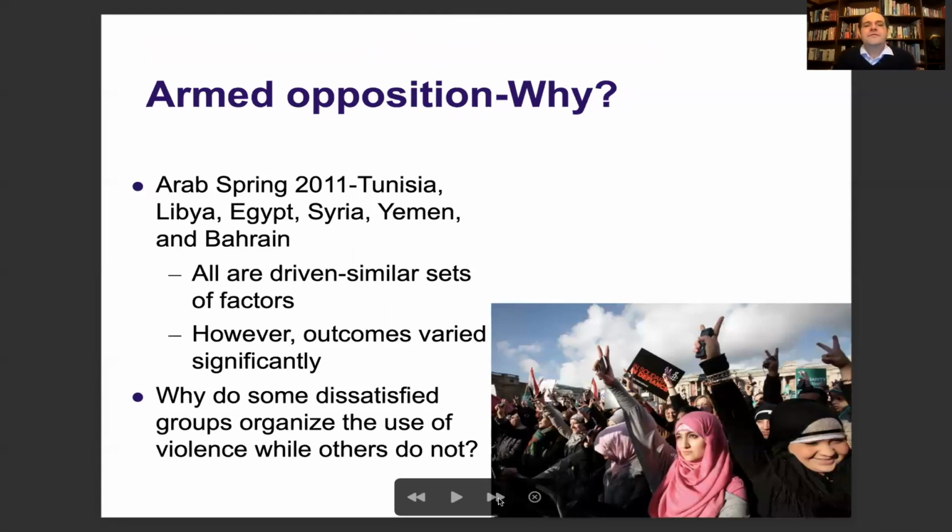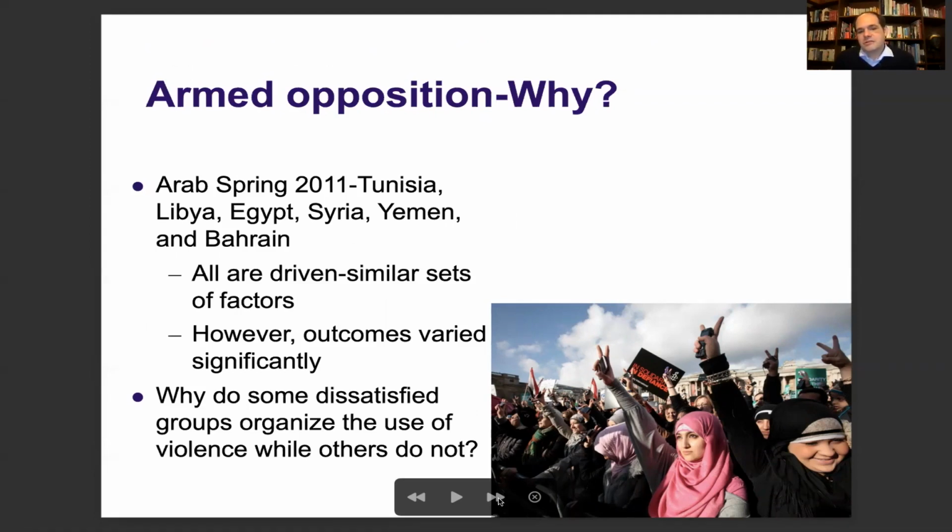Why do we have this idea that there is armed opposition? Well, one of the examples we can see is that very often political systems are failing and are not becoming responsive to the needs of the citizens anymore.